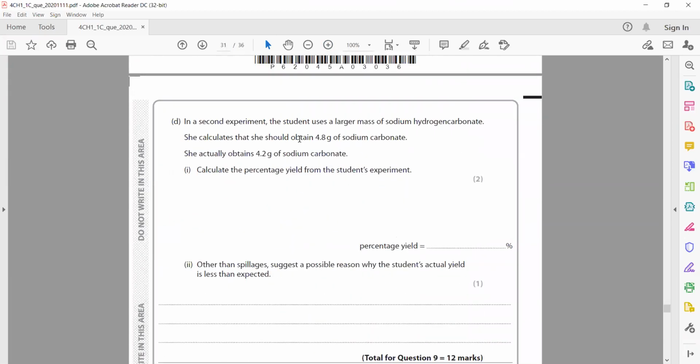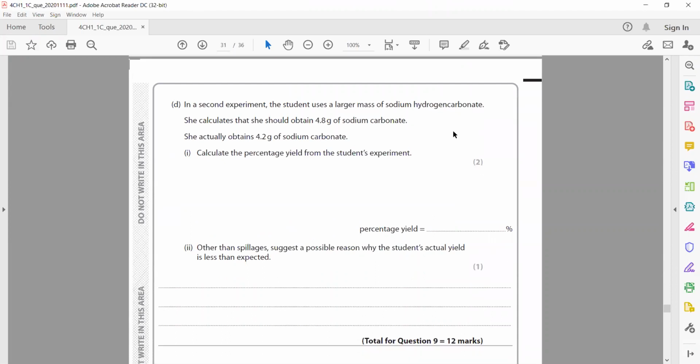In the second experiment, the student uses a larger mass of sodium hydrogen carbonate. She calculated that she should obtain 4.8 grams of sodium carbonate. She actually obtained 4.2. What is the percentage yield? Percentage yield is the practical value, so practically she's getting 4.2, but theoretically she should get 4.8, multiplied by 100. So 87.5% is the yield.